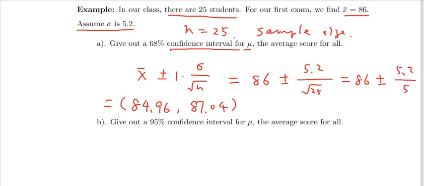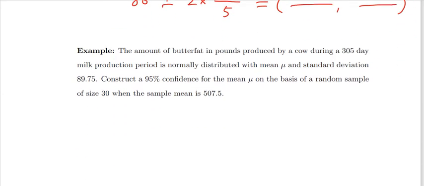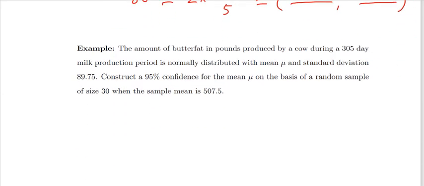So if we want to find a 95% confidence interval, we just change this to 2, right? So this equals 86 plus or minus 2 times 5.2 over 5. Just a little bit of calculation. So the lower bound is this number, the upper bound is this number. So we can say the average for all will be in such an interval. So we say those kinds of problems are easy, right?